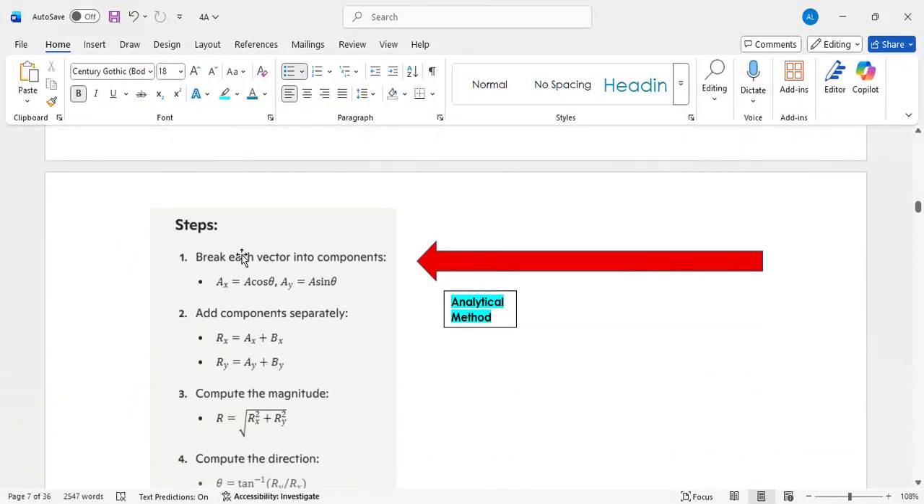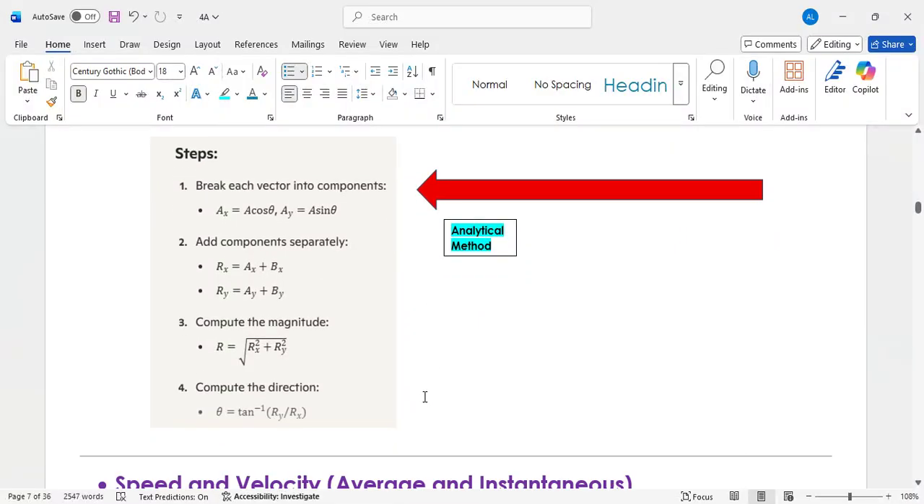There you go. So break each vector into components. This is the analytical method. Ax is A cos theta, and Ay is A sine theta. So Ax equals A cos theta on the x-axis, and Ay is A sine theta.